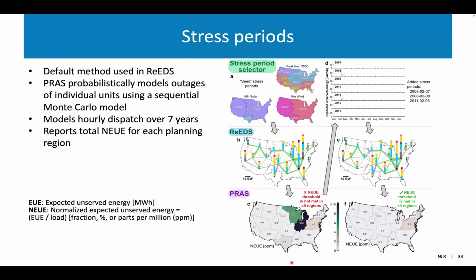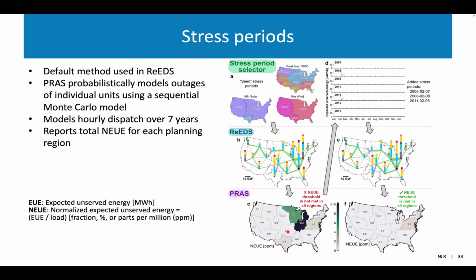Okay, going back to the stress period method, this slide's more of a detailed step through of the procedures for the stress period method, but including illustrations to better understand the iterative approach and what it actually does. So in the stress period formulation, prior to the optimization start, ReEDS will select initial seed stress periods to include in optimization. This will include periods with minimum average solar and wind availability by interconnect, as well as peak load periods by planning area. Moving to step B, ReEDS will then conduct its optimization of the solve year, aggregating its results to planning subregion before passing them into PRAS.